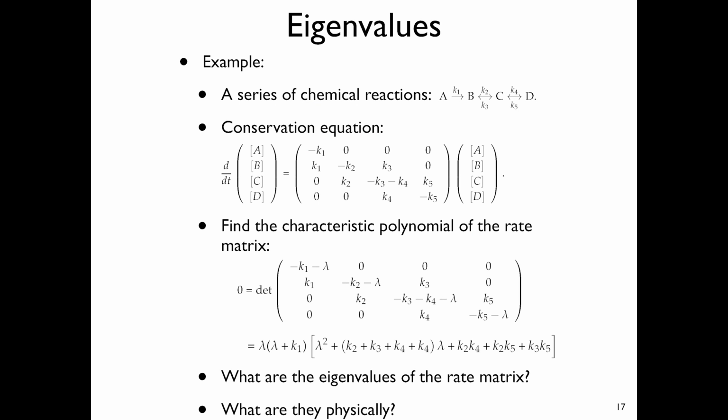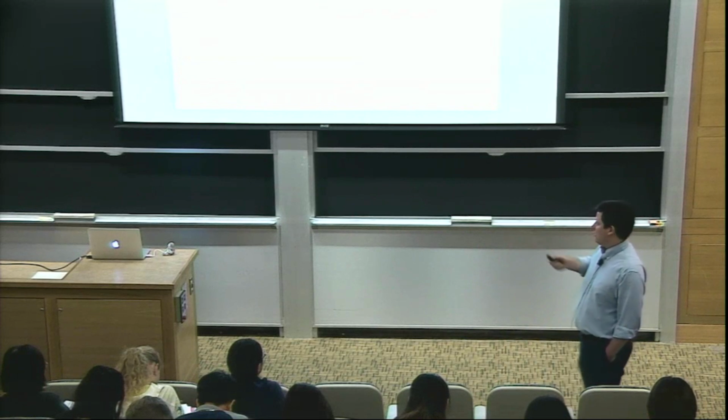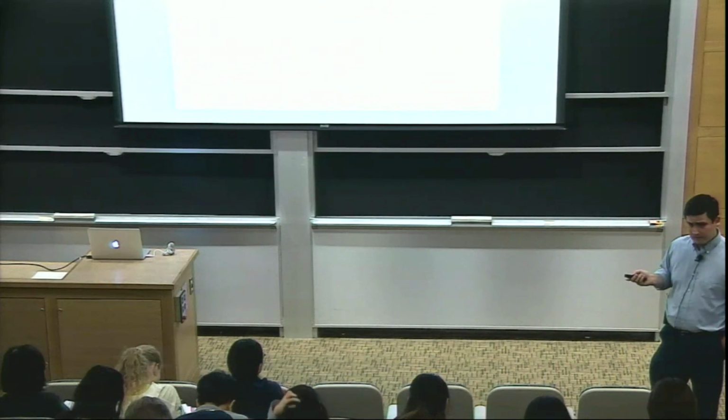This quadratic solution here has some eigenvalue. I don't know what it is. You use the quadratic formula and you can find it, but it involves K2, K3, K4, and this is a typo. It should be K5. And so that says something about the interconversion between B, C, and D, and the rate processes that occur as we convert from B to C to D.